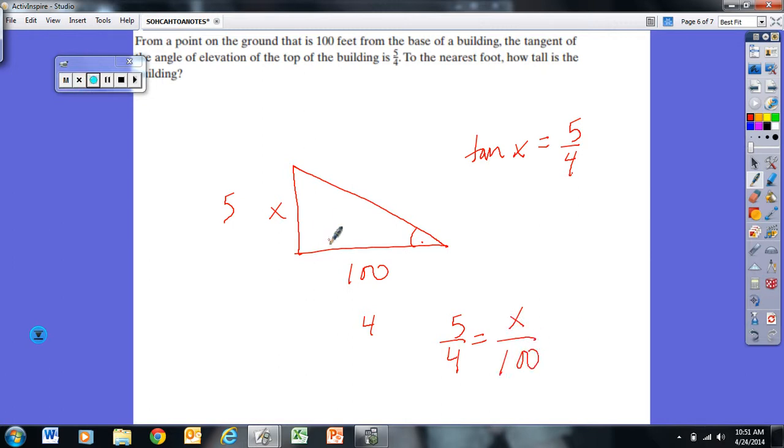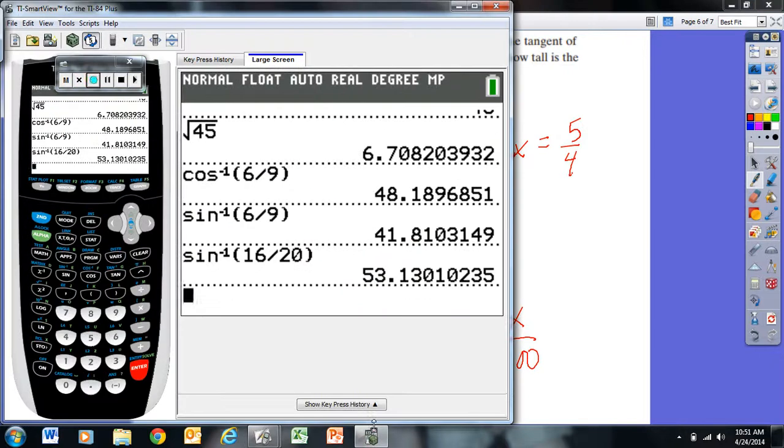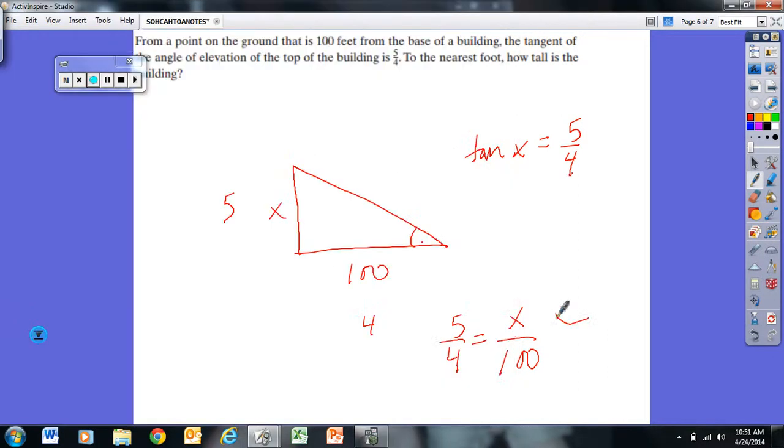So how tall is the building? 500 divided by 4, which is 125. I better check that. My math's not so good right now. I think it's 125, but 125. The building is 125 feet tall.